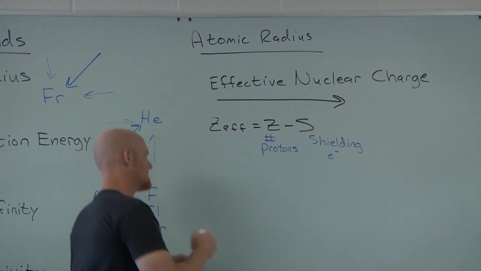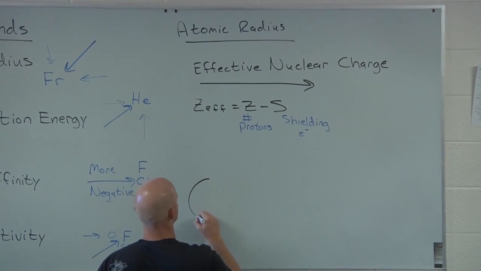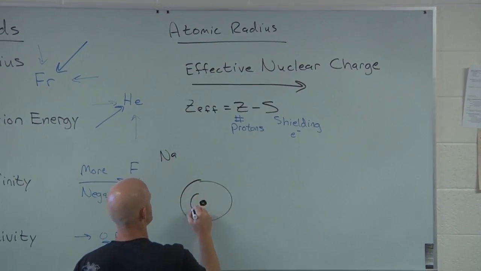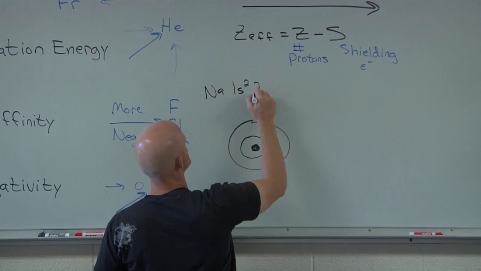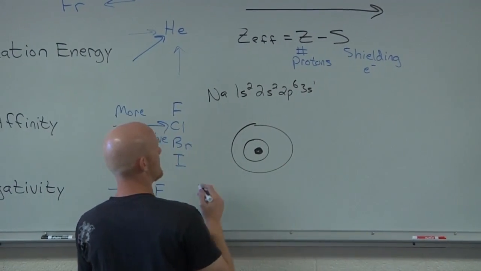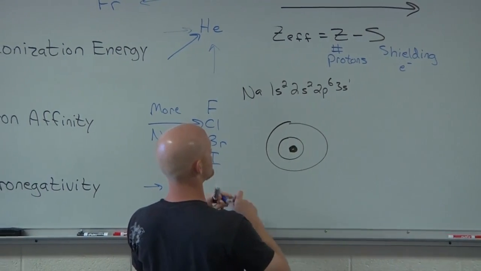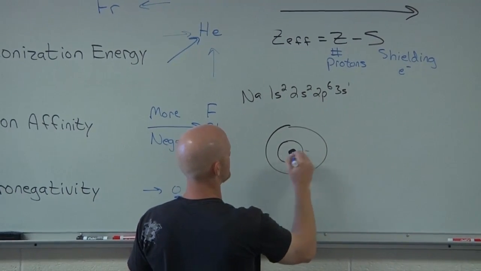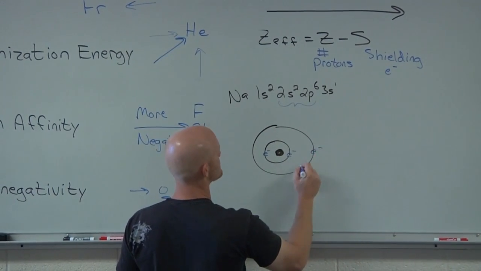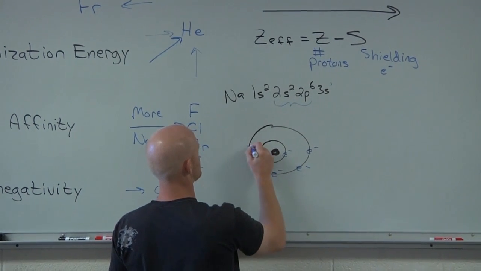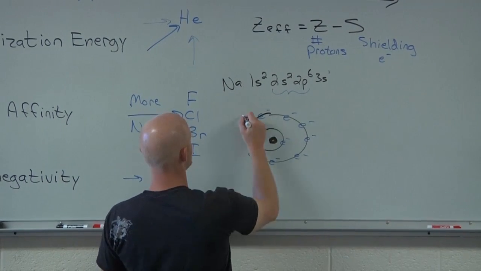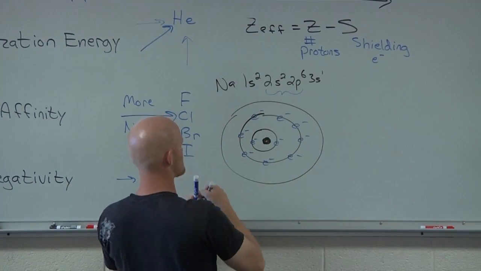Okay, so if we look, for example, we're going to look at sodium. Sodium's electron configuration is 1s2, 2s2, 2p6, 3s1. In the first shell of electrons, there are 2 of them. In the second shell, there are a grand total of 8. And then in the third shell, just 1.